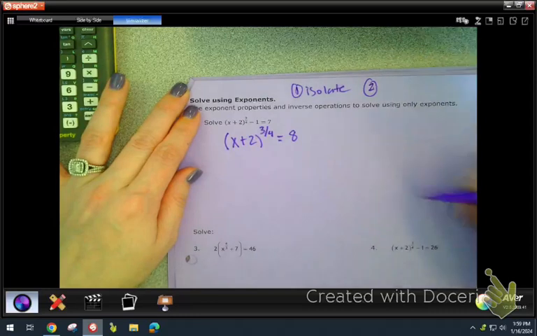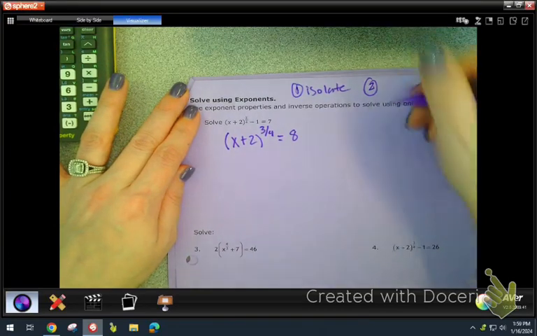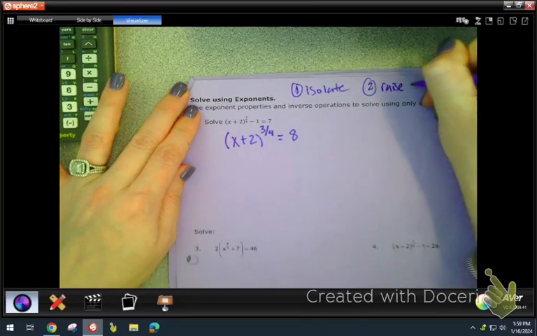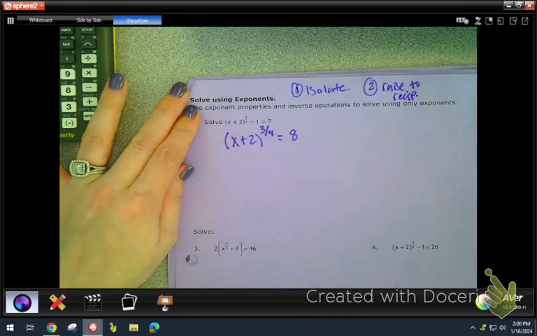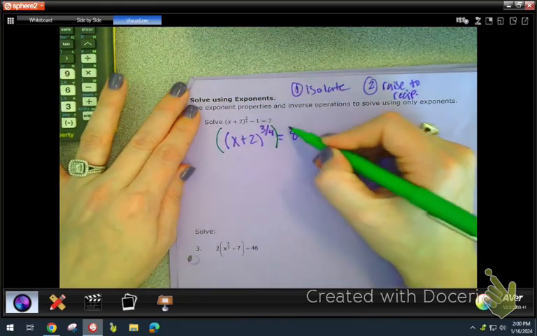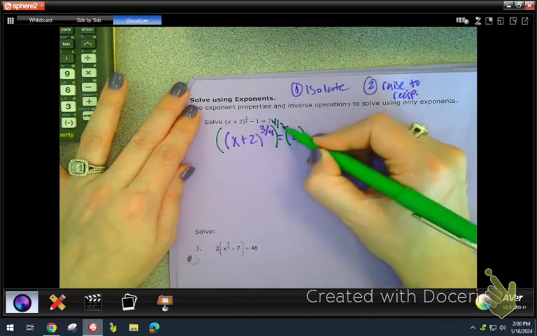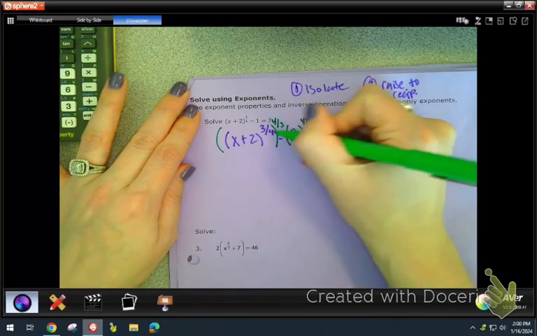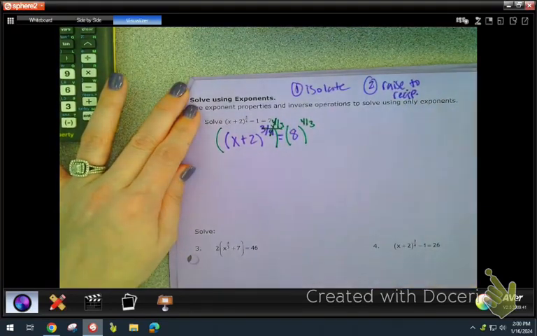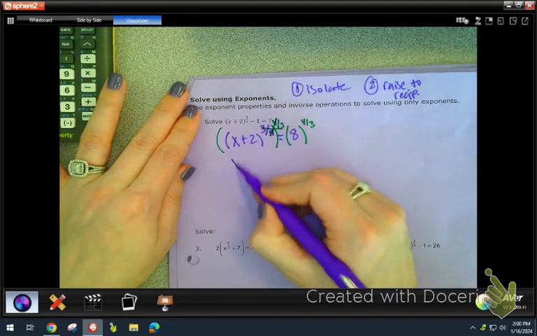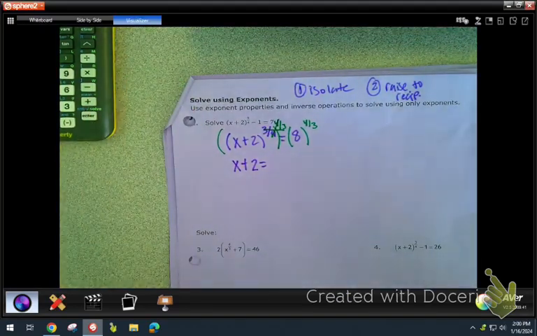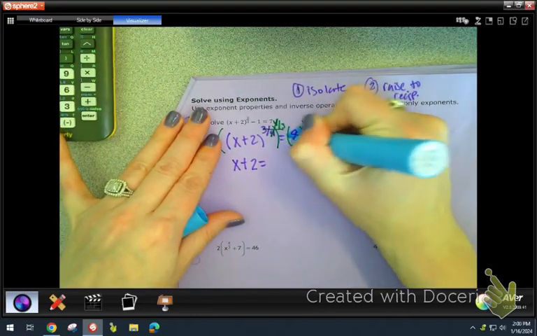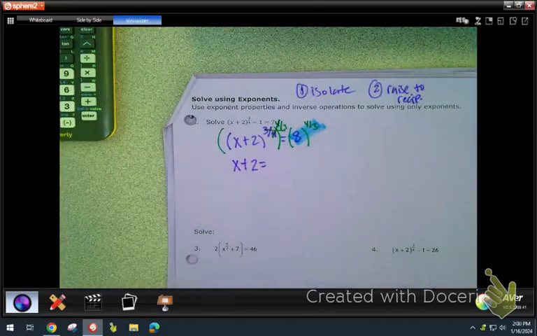Step 2. So we've isolated. Not very hard to isolate. Step 2, raise to the reciprocal. What are we going to raise both sides to? 4/3. Very good. So on the left-hand side, those are going to multiply out to be 1, as they should. They're reciprocals. We're left with x plus 2 equals. Now I have to go over here and do my side work. I need to figure out, using my mental math, what is 8 to the 4 over 3.